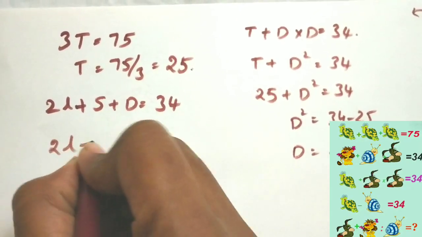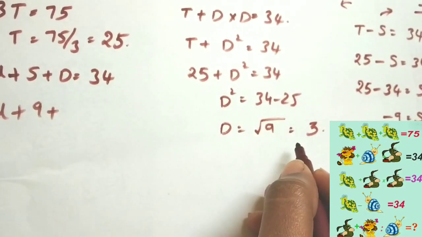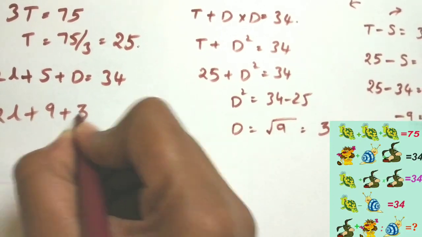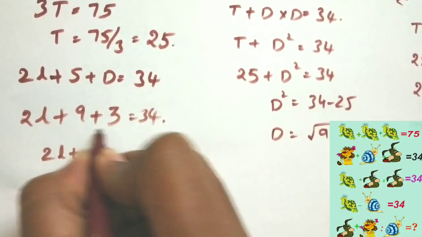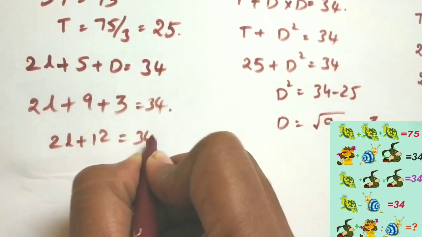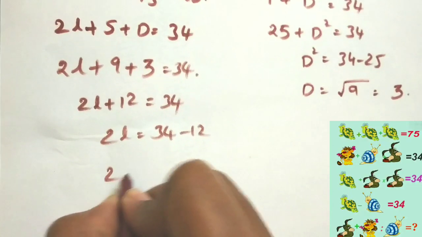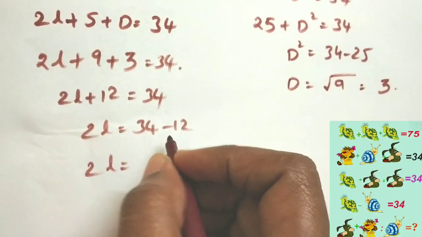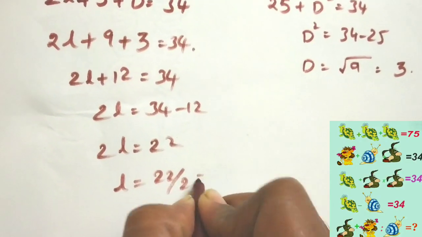2L plus snail value, you should take plus 9, 9 plus donkey value is equal to 3, that is equal to 34. 2L plus 12 is equal to 34. Then 2L is equal to 34 minus 12. 2L is equal to 22. Then the single line value is equal to 11, you will get.